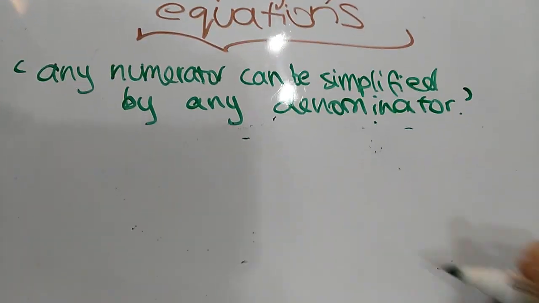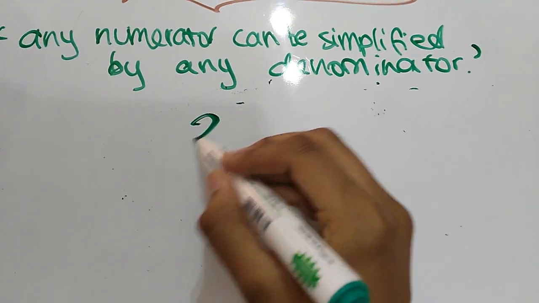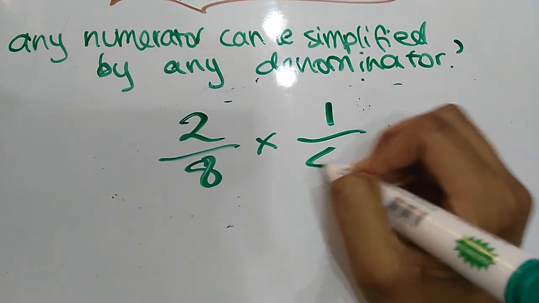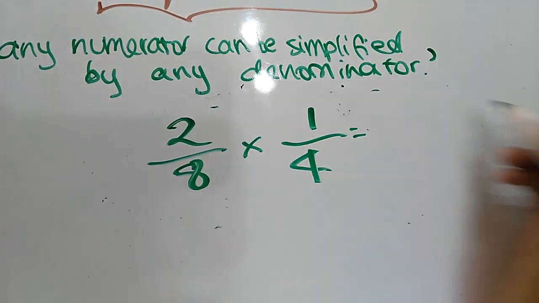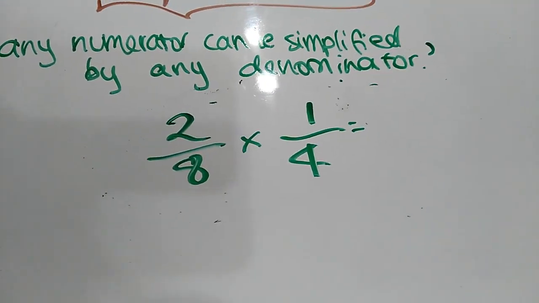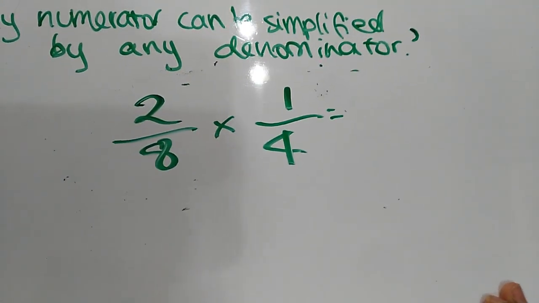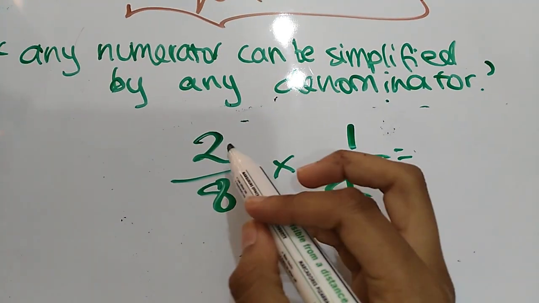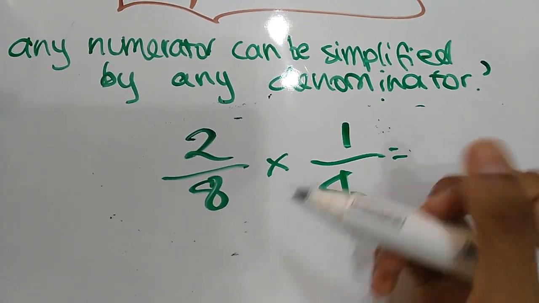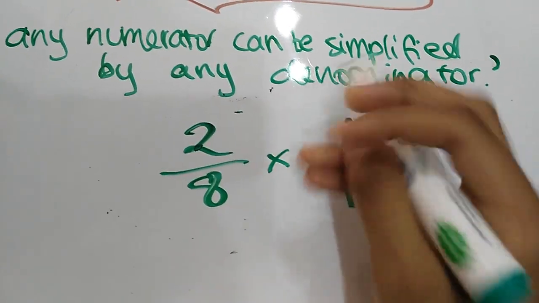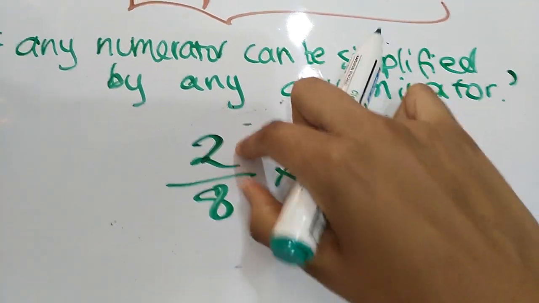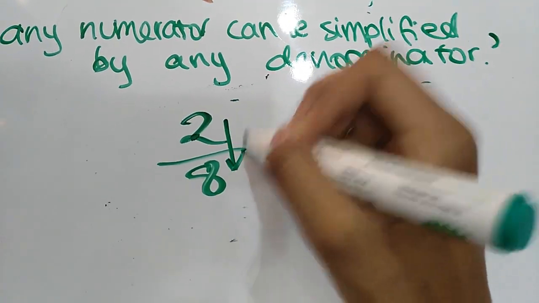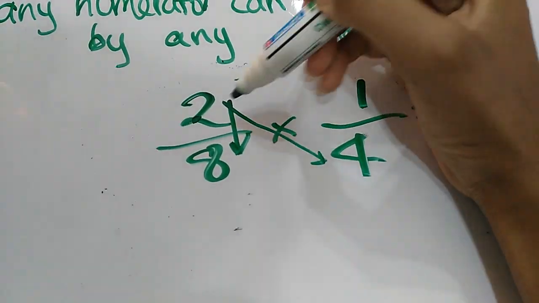Let's have a look at an example of an equation. Say we have 2/8 times by 1/4. Now it would be simply straightforward to just times the numerators through and times the denominators through. But just to show you how simplification works for a process like this, any numerator can be simplified by any denominator. So this numerator, for example 2, I can simplify it by this denominator 8 or by this denominator 4.